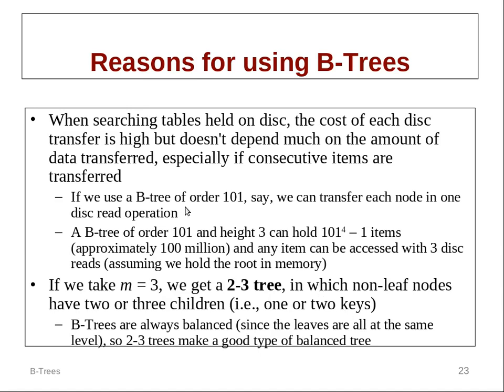If we use a B tree of order 101, then a tree of height 3 can hold approximately 100 million items. Why is this important? When searching tables held on disk, the cost of each disk transfer is the highest part, higher than anything else, but doesn't depend much on the amount of data transferred, especially if consecutive items are transferred. So if we have height 3, you only have to hit the disk 3 times to get to any item, out of 100 million of them.